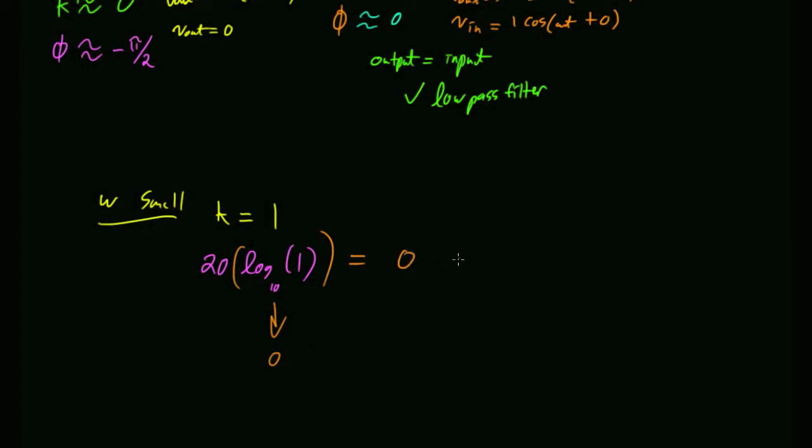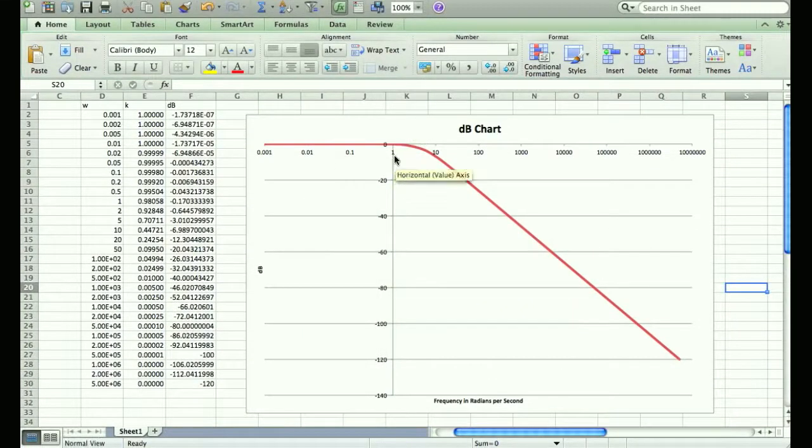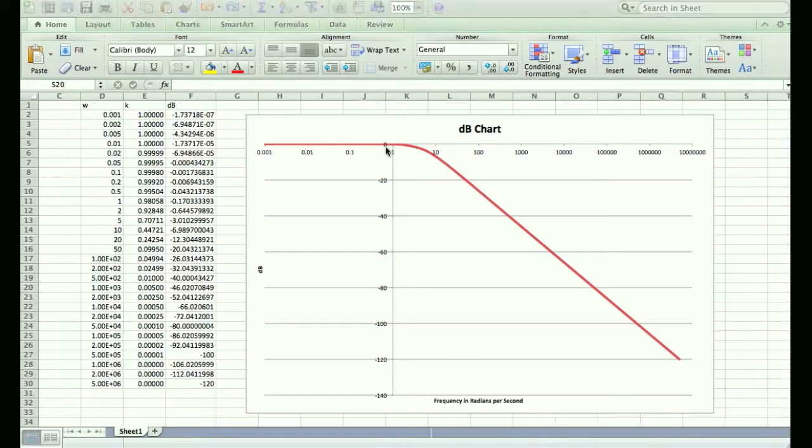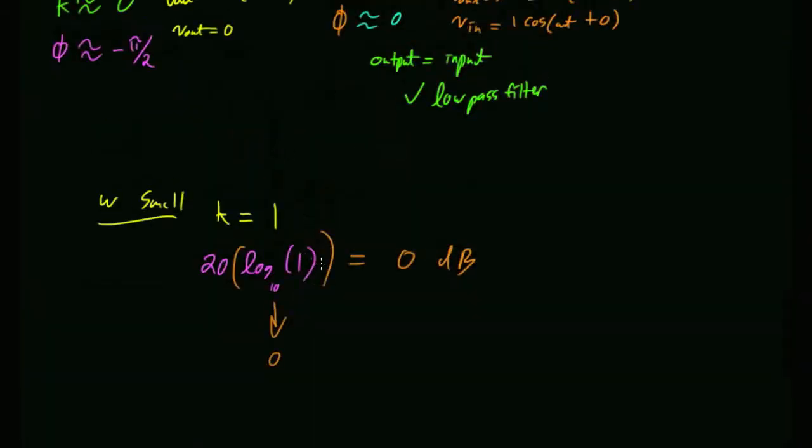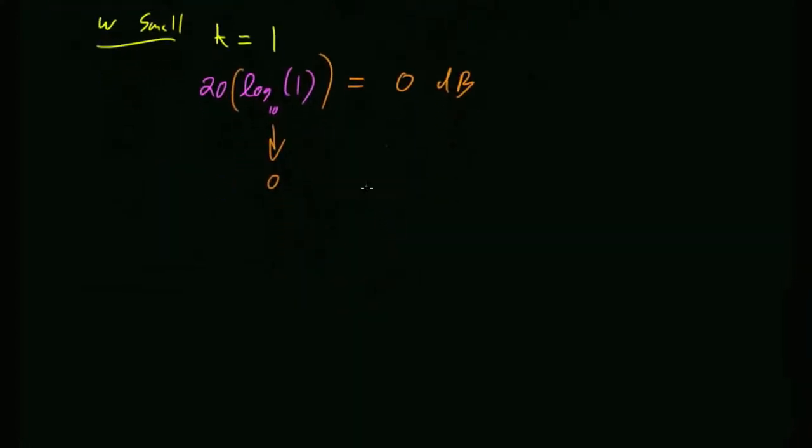So the way you read this plot is you say, okay, my y-axis is in decibels. At low frequencies, my magnitude is 0 dB, and that means K equals 1. 0 dB means there's zero difference between input and output. At high frequencies, we learned that K was very, very small, almost 0.